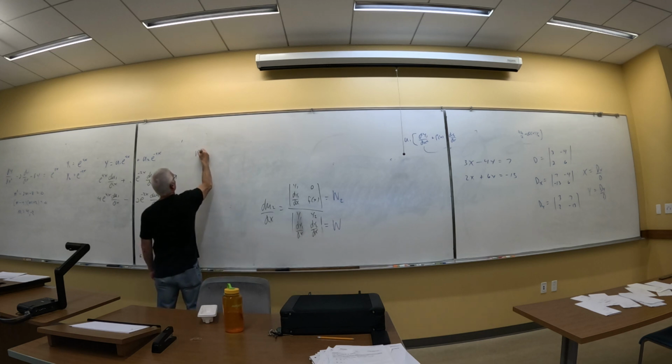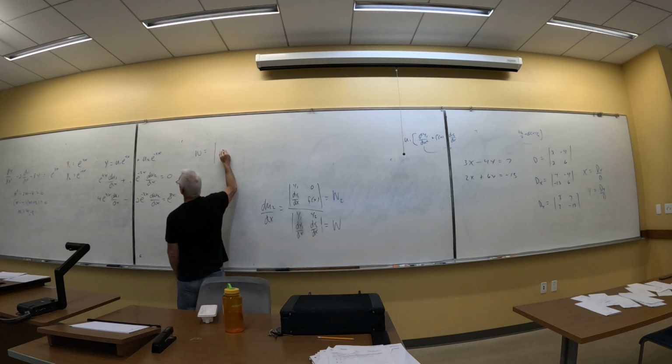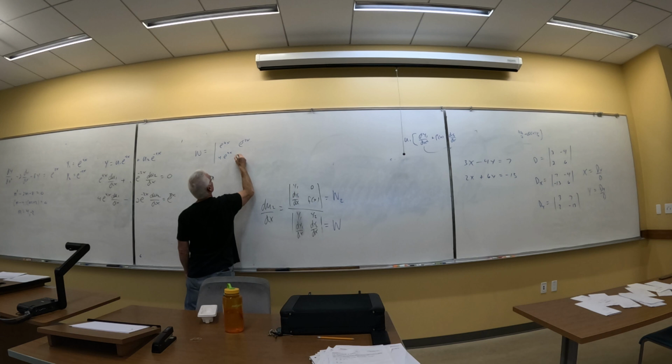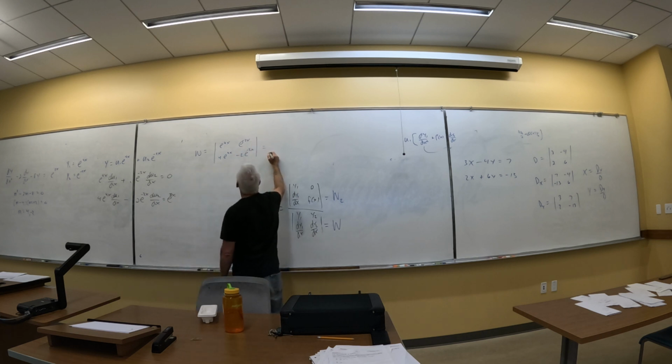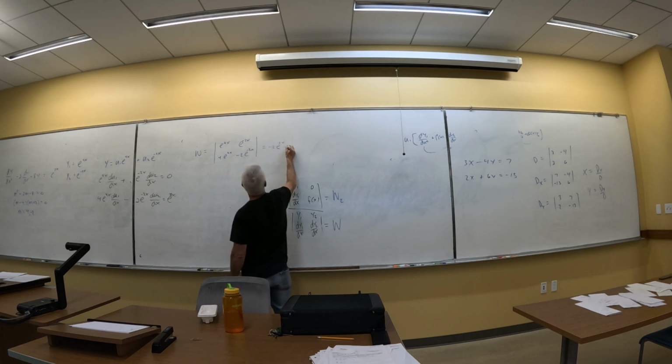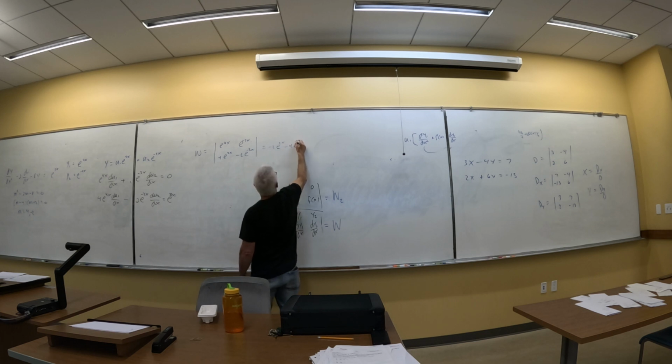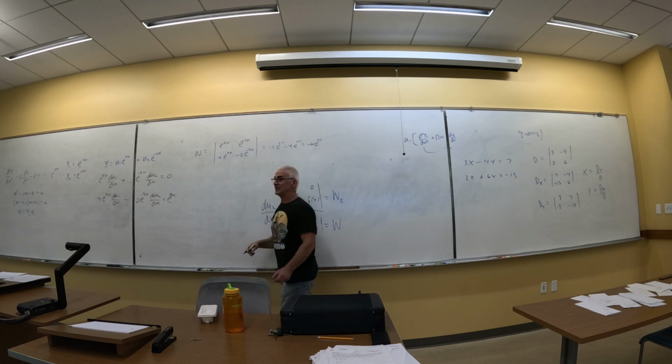So, my Wronskian is the determinant of e to the 4x, 4e to the 4x, e to the negative 2x, negative 2e to the negative 2x. What does that equal? Negative 2e to the 2x minus 4e to the 2x. So negative 6e to the 2x. Everybody agree with that? My Wronskian is equal to that.